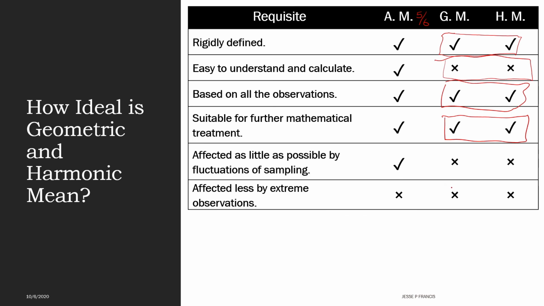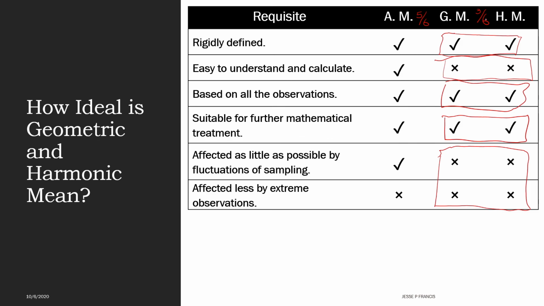Fluctuations of sampling. No matter how it fluctuates, if there is a zero, geometric mean fails you. If there is a negative number, geometric mean fails you. Extreme observations. Turns out these two guys won't play nice with them. So geometric mean and harmonic mean got a score of 3 out of 6.